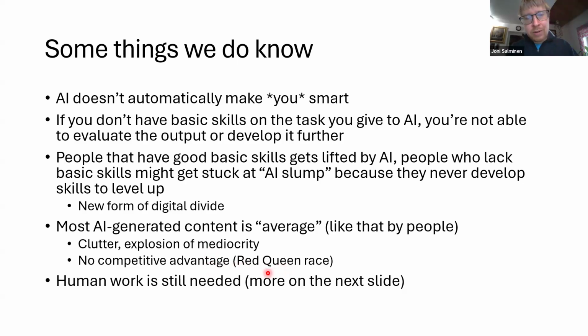So this red queen race refers to the idea that if everyone is using AI to produce average content, even if you improve together with AI, you're not improving more than the others, right? So everyone is running at the same pace, so you need to run faster than others to get ahead. That's the idea of the red queen race, a concept from strategic management.